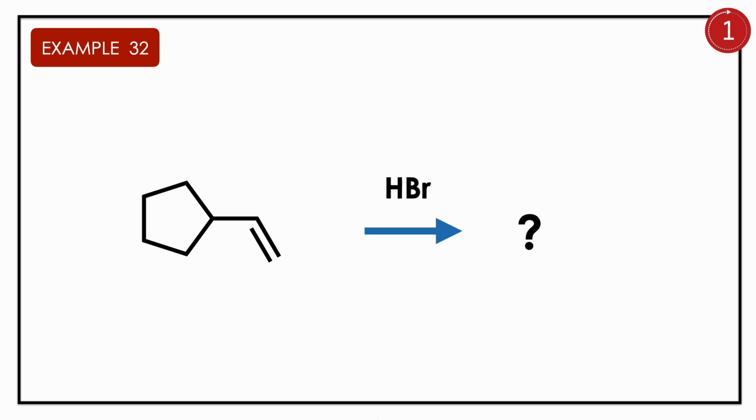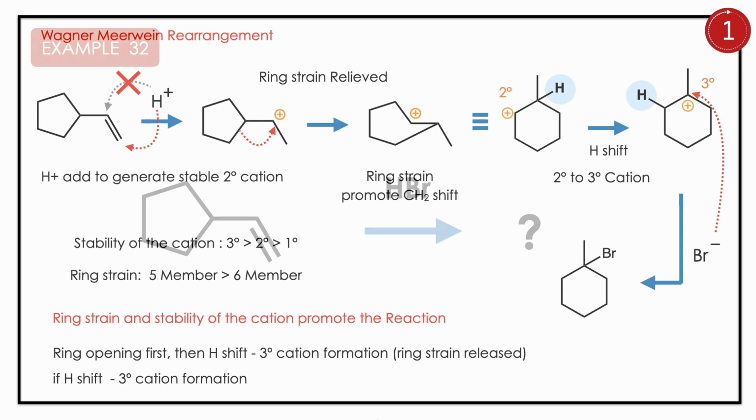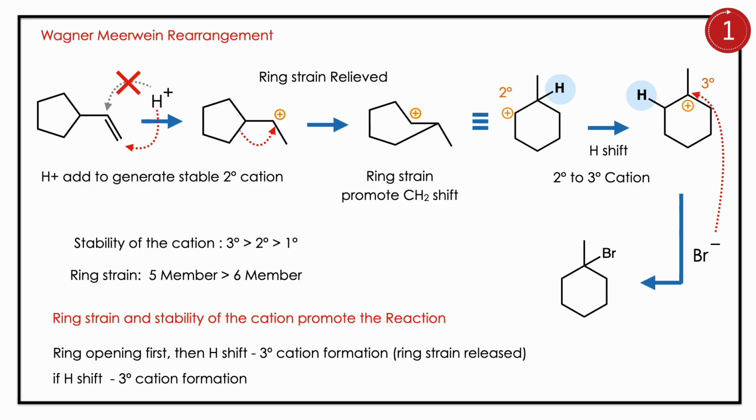Then the next example: a cyclopentane with an alkyl group as a side chain. You are reacting with hydrogen bromide. You should find what the final product will be. Here you have an alkene, and you are reacting with H+. So Markovnikov addition happens and a stable cation forms. Here a secondary cation is more stable than a primary. So the secondary cation forms, and it is near the strained ring.